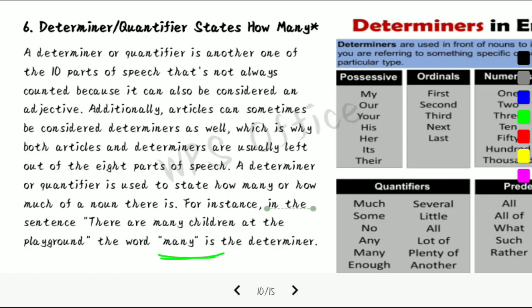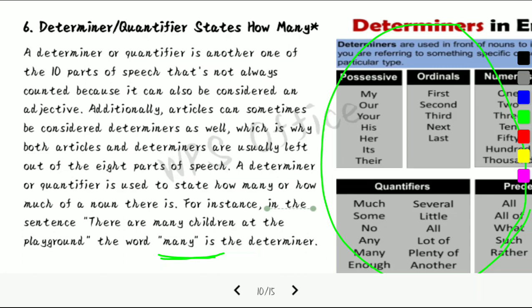So determiners in English, I have included a chart here for the additional information. Some possessive determiners, which show possession, are my, ours, your, his, her, its, their.